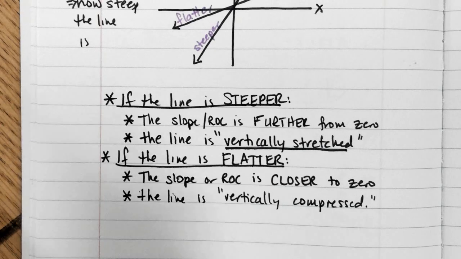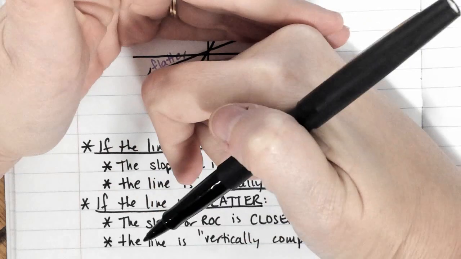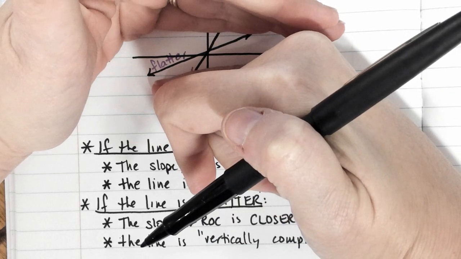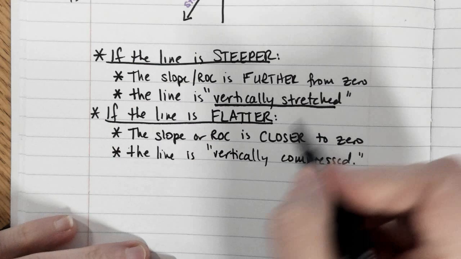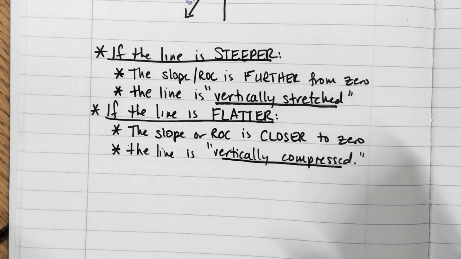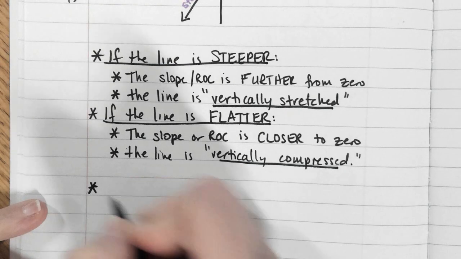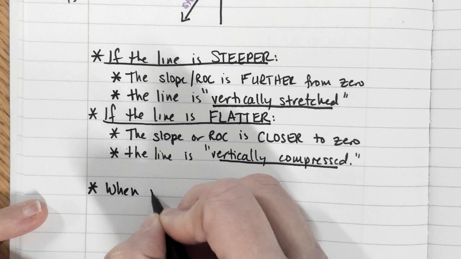Okay, so when we stretch something, or compress it, like if I took this line and I smushed it down, it would get kind of flatter. So when a line gets steeper, it's vertically stretched. When it's flatter, it's vertically compressed. Okay? Now, about slope.